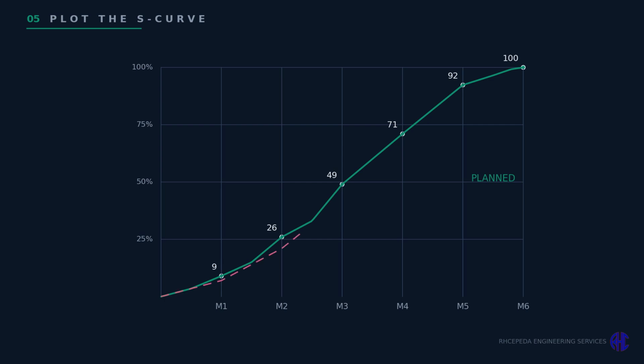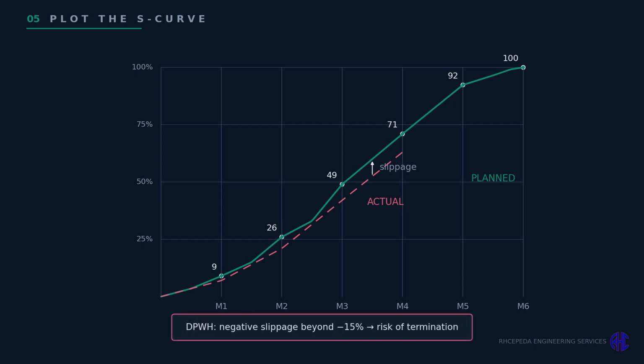Each month, plot the actual accomplishment beside it. If the actual curve sits above the plan, you are ahead of schedule. Below it, the project is slipping. On DPWH projects, negative slippage beyond 15% can be grounds for termination, so this curve is watched very closely.